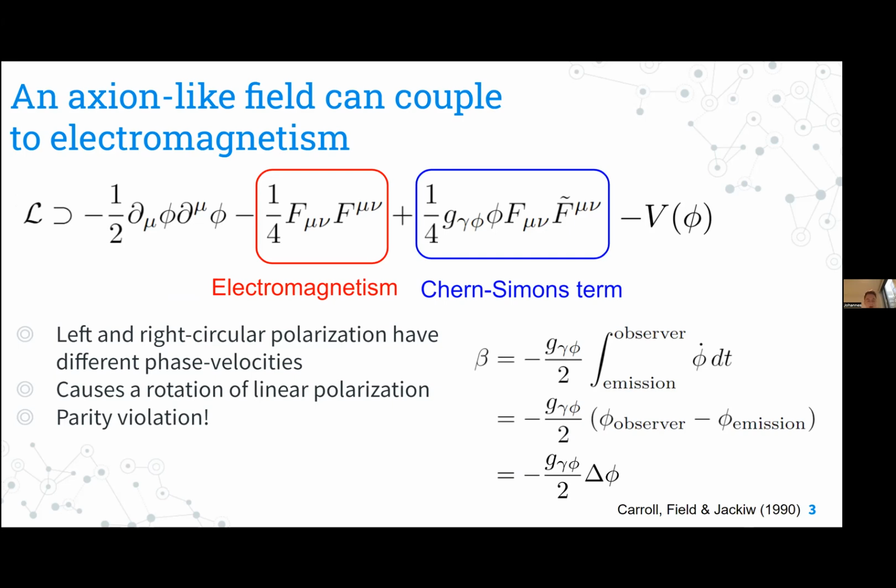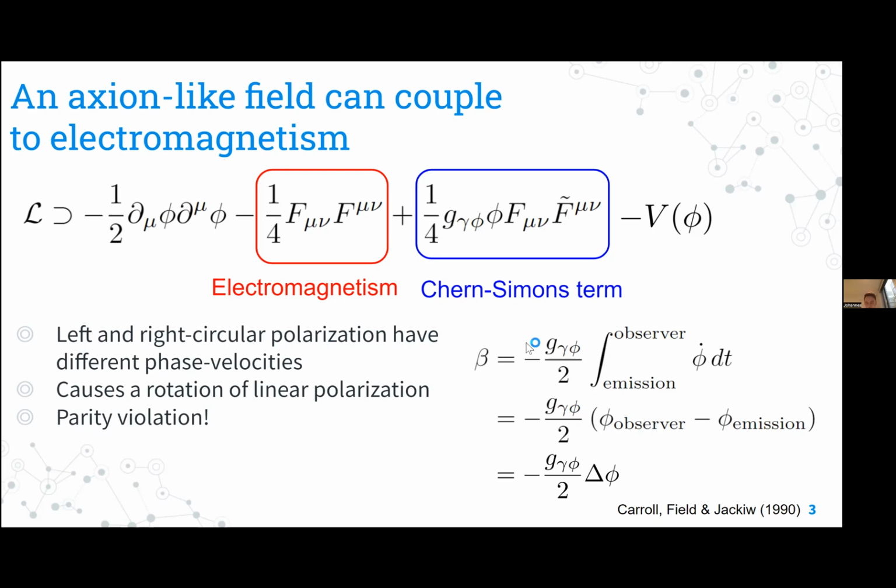So axions are hypothetical particles that could couple to electromagnetism. And so we all know that electromagnetism looks like this. And then when you couple them to a field phi, for example, which is an axion-like particle, it can change how photons behave. This changes how the left and right circular polarization of light move at different phase velocities. So if the field phi changes over time, that means there will be an effective rotation of the linear polarization of light, which will then rotate as the light propagates throughout space.